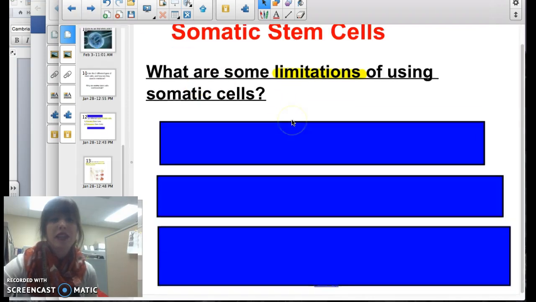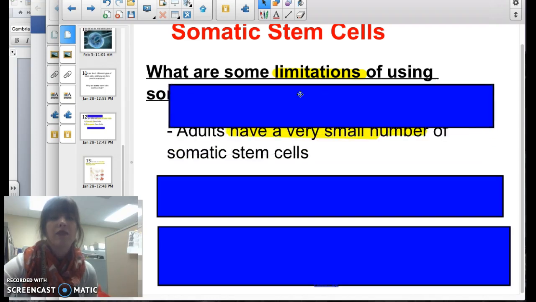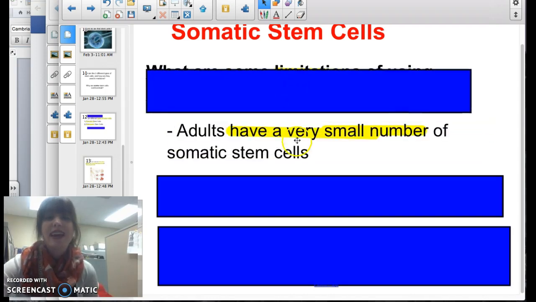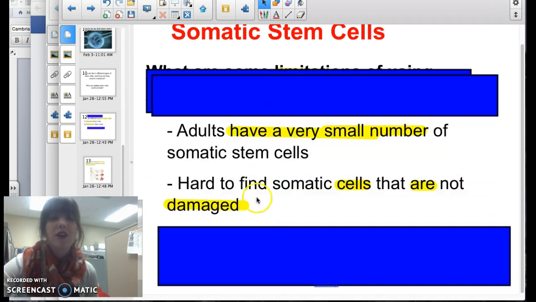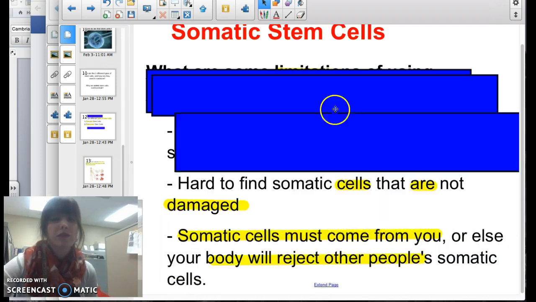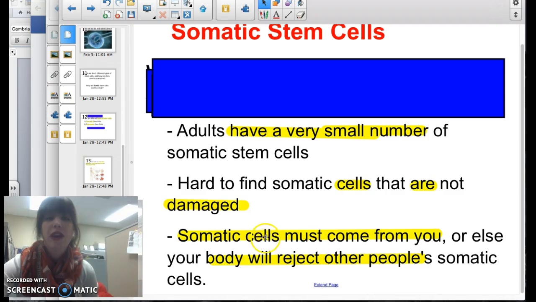Now there are some limitations of using somatic cells. Yes, you can harvest somatic cells from an adult body without harming the individual. However, adults have a very small number of these somatic cells. It's also hard to find somatic cells in an adult that are not damaged. And then the somatic cells must come from the individual itself, or else the body will reject other people's somatic stem cells.